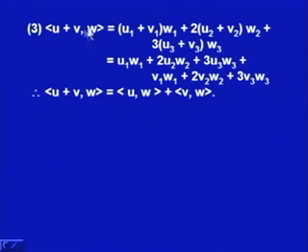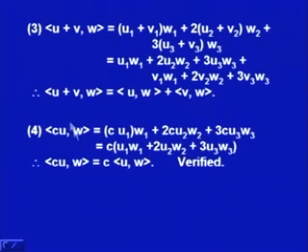Third, (u + v, w) is equal to (u1 + v1) w1 plus 2 times the second component (u2 + v2) multiplied by w2 plus 3 times the third component (u3 + v3) into w3, or we can write it as u1 w1 plus twice u2 w2 plus thrice u3 w3, plus v1 w1 plus twice v2 w2 plus thrice v3 w3. That means we are reorganizing terms in this particular manner, and then we can easily see that the inner product of (u + v, w) is equal to the inner product of (u, w) plus the inner product of (v, w). That proves the third property.